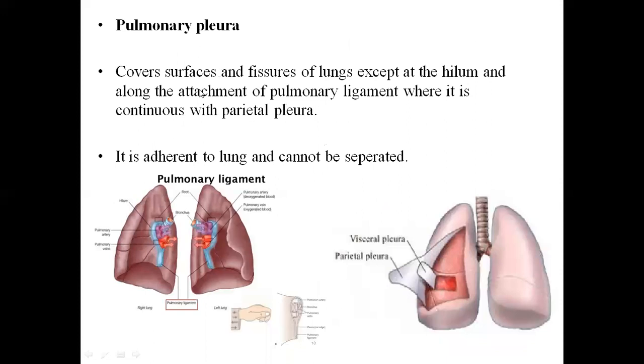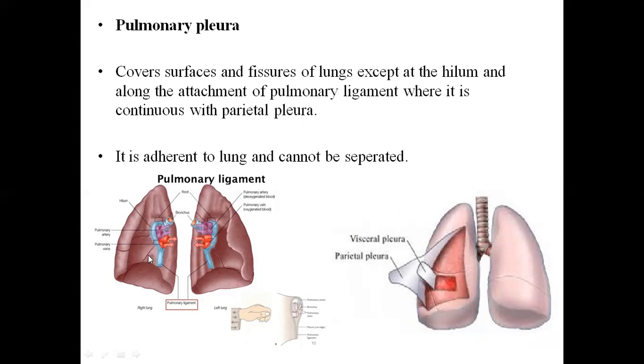The pulmonary pleura is the one which is going to cover the surfaces and the fissures of the lung. So pulmonary pleura is the same term as the visceral pleura. Visceral pleura is also called pulmonary pleura because it is related to the lung. Pulmonary is a term which is related to the lung. So this is the visceral pleura or the pulmonary pleura. It is very close to the lung surface and it is going to cover the fissures of the lung, because the lung has some fissures, as you can see here, the transverse fissure and the oblique fissure.